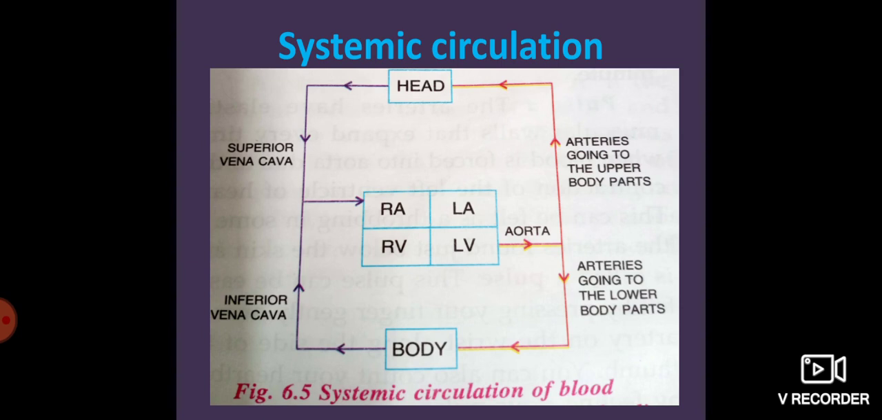Both these circulations, pulmonary circulation and systemic circulation, take place alternatively. This is a continuous process. These two circuits continue as long as the person lives. Students, understood? Which are the two types of circulation? They are the pulmonary circulation and systemic circulation.